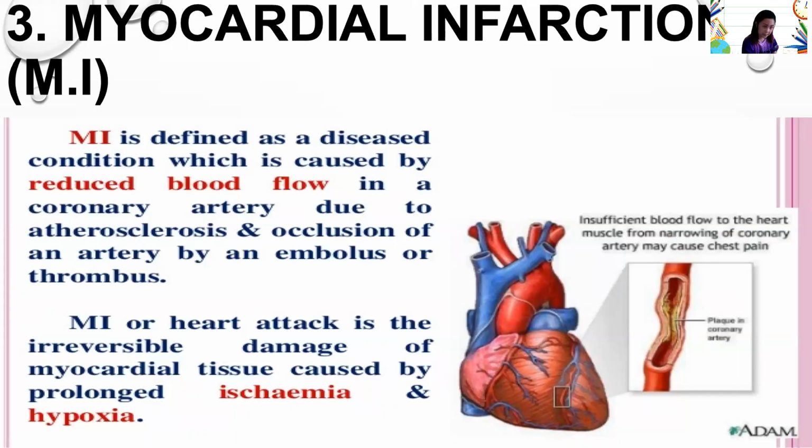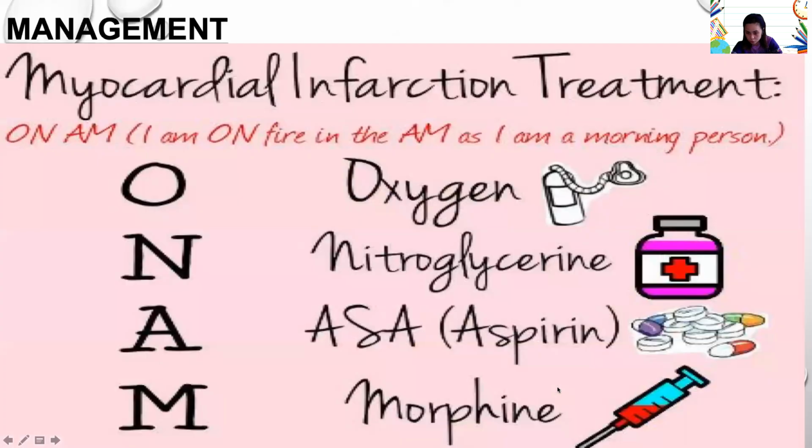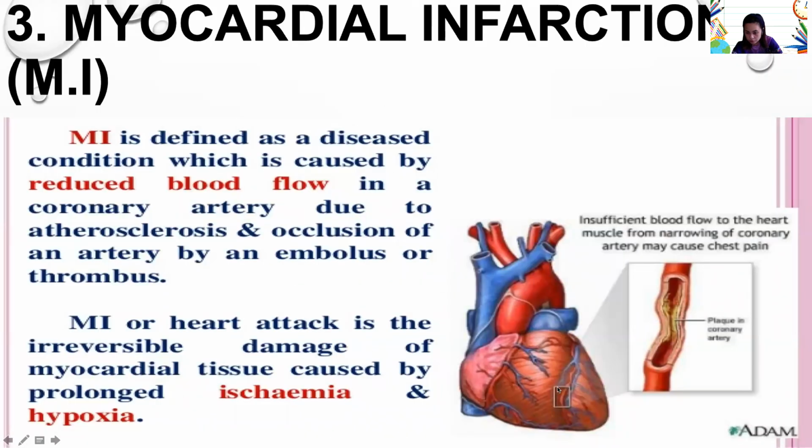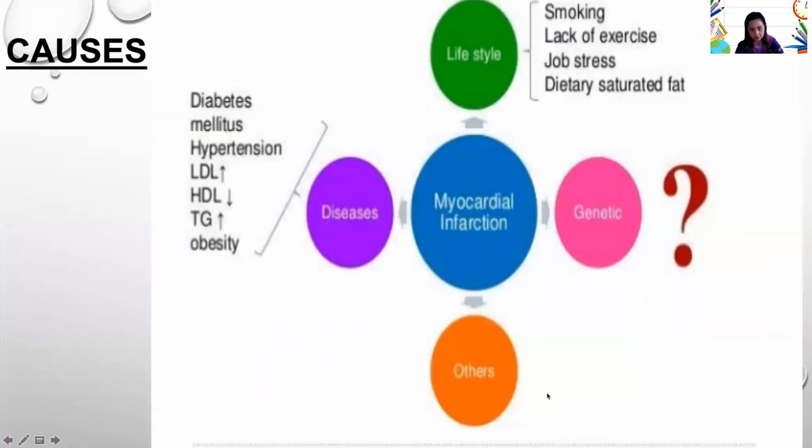Then, next, pag lumala na siya, ang tawag na sa kanya is myocardial infarction. Myocardial infarction is also called as heart attack. Okay? It is defined as a disease condition which is caused by a reduced blood flow in a coronary artery. Okay? So, hindi na nakayanan ng insufficient yung oxygen supply sa puso mo. Okay? So, ano nangyayari? Namamatay yung part ng puso mo na hindi nasusuplayan. Kaya ina-atake sa puso. So, that is myocardial infarction.